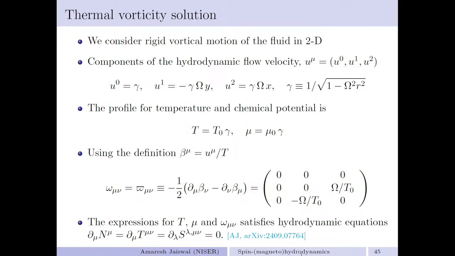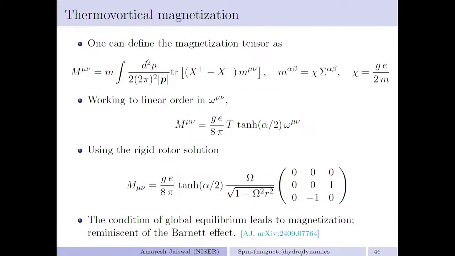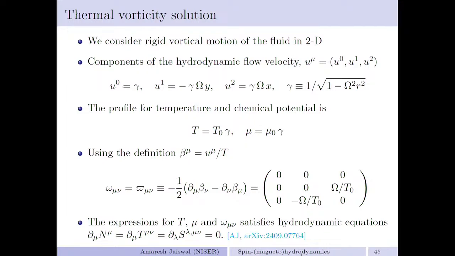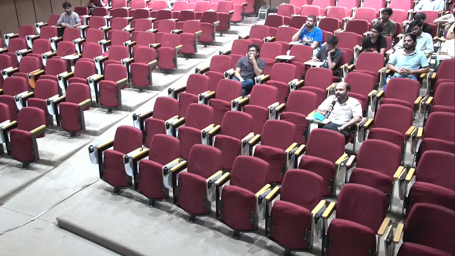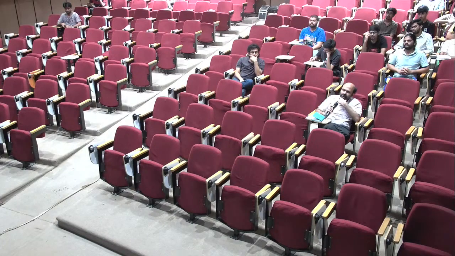So we can go ahead and calculate the magnetization. And what do you precisely mean by this chemical potential? This simply measures the difference between particle and antiparticle. In the context of graphene, is it the gate voltage? Yes, the gate voltage, which controls electrons and holes.